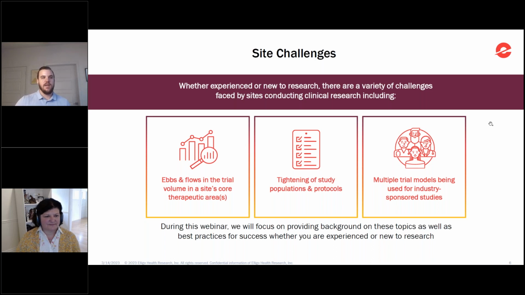The second challenge is the tightening of study populations and protocols themselves, something that we'll dive into in detail. And lastly, we want to hit on the fact that there are multiple trial models commonly being used for industry-sponsored trials. Again, just a little teaser of what we'll be covering today.